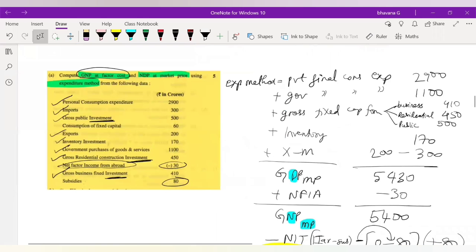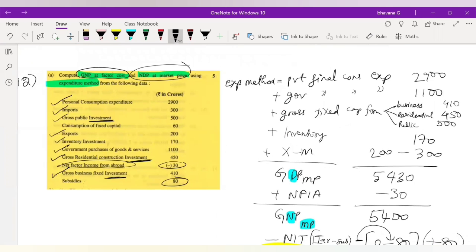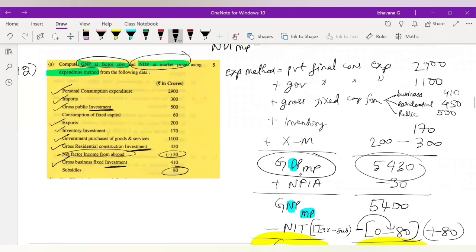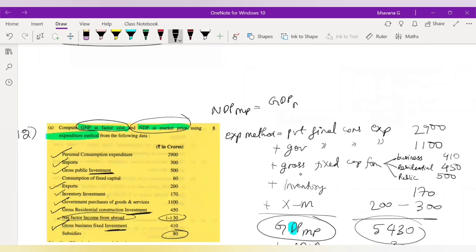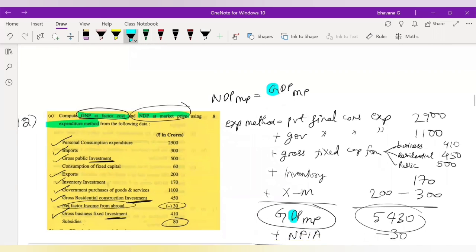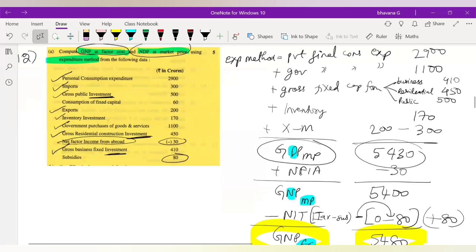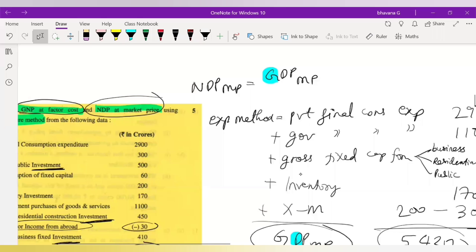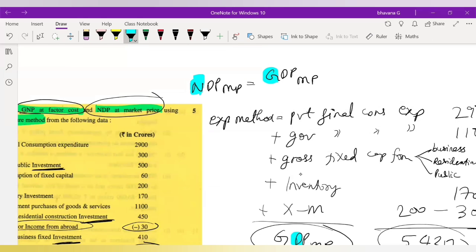The next thing that in the question they have told you to find out is NDP at MP. It is NDP MP. So what you first found out here was GDP MP. We'll just take the same value. It is GDP MP. Here from gross you have to convert it into net. For converting gross into net, what will you do? You will do minus depreciation.